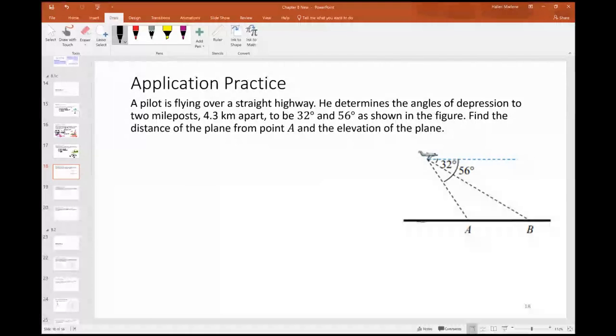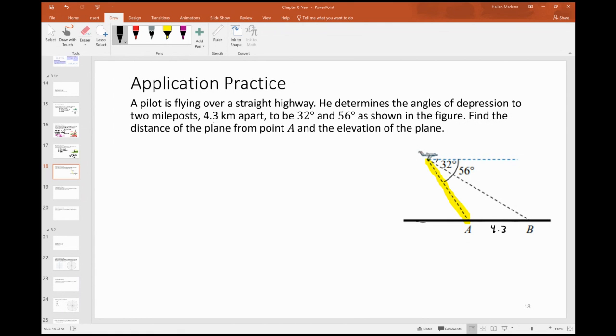Here we have a plane flying over a straight highway. Here's the highway. The pilot determines that the angles of depression to two mileposts, 4.3 kilometers apart. So here are our two mileposts, A and B. They're 4.3 kilometers apart, so I can put that measure in, right? And then the angles of depression are 32 degrees and 56 degrees, as shown here. We want to find the distance of the plane from point A. So we're looking for that, and also the elevation of the plane.